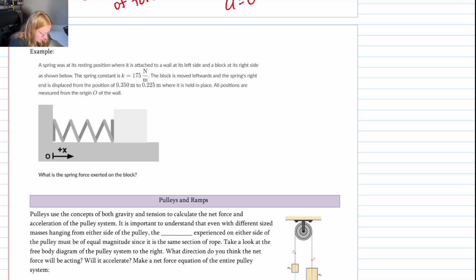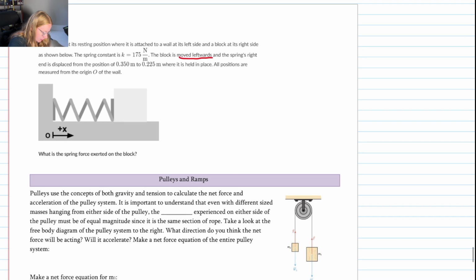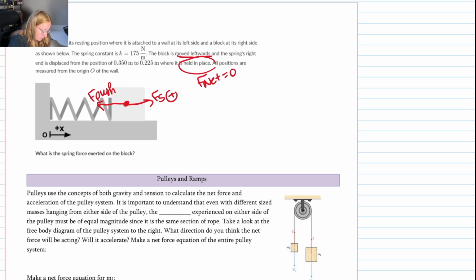Okay, so we have a spring attached to the wall, and then there's a block on the right end. It says the spring constant K is 175 newtons per meter. The block is moved leftwards, and the spring's right end is displaced from 0.35 meters from the wall to 0.225 meters, where it is held in place. So there should be no acceleration. So this time we are pushing it to the left, which does mean that our spring force should be to the right. So we should have a positive spring force. And then all it wants to know is what is the spring force?